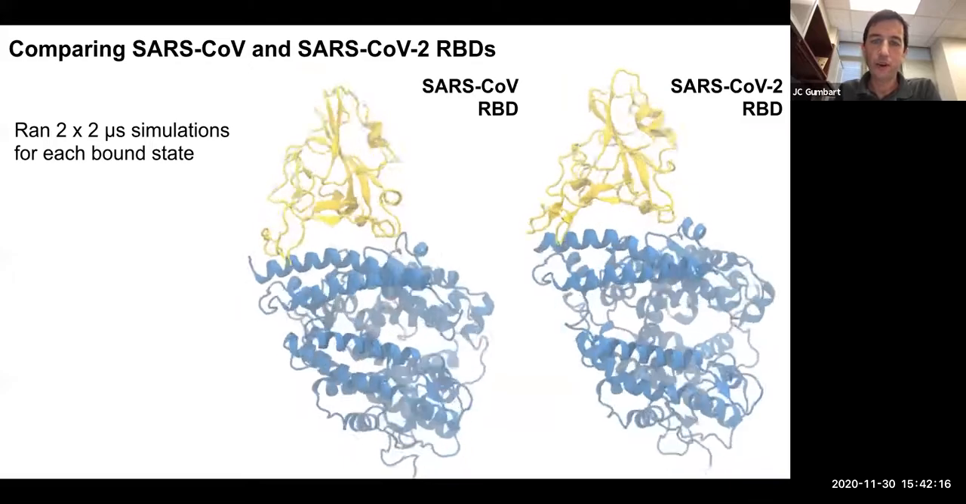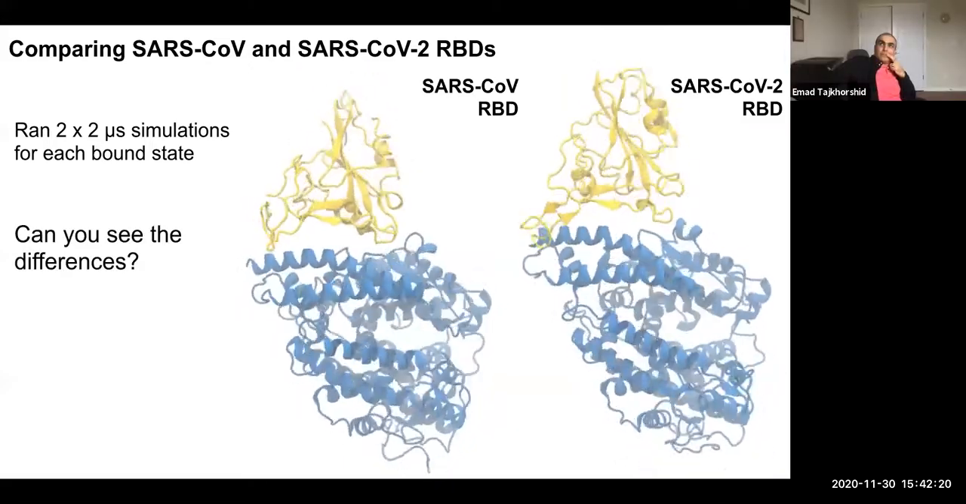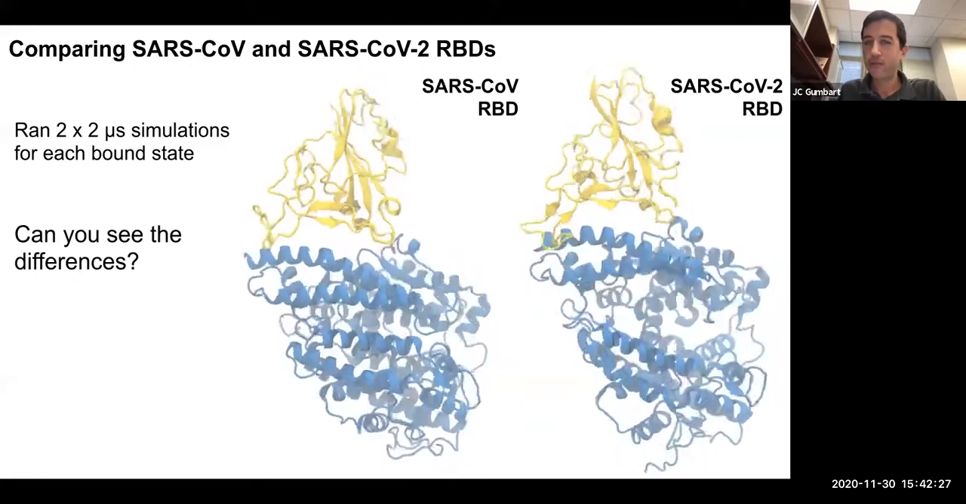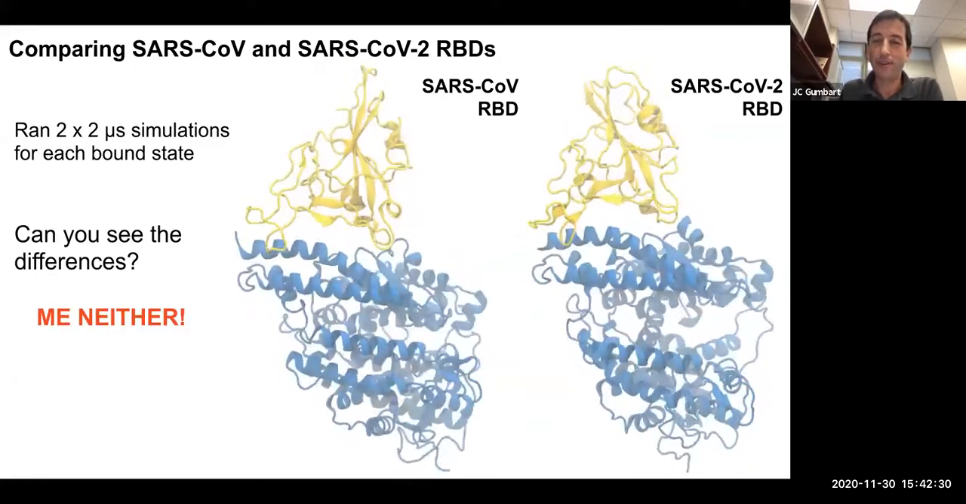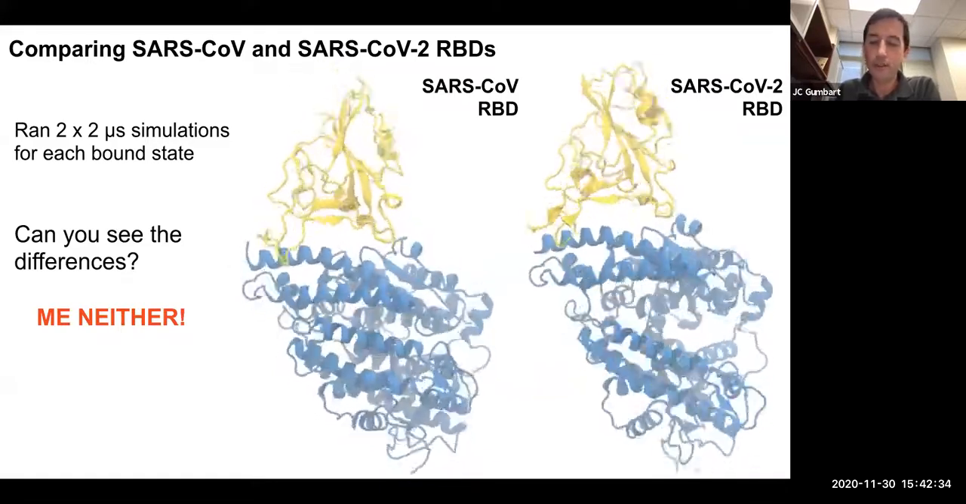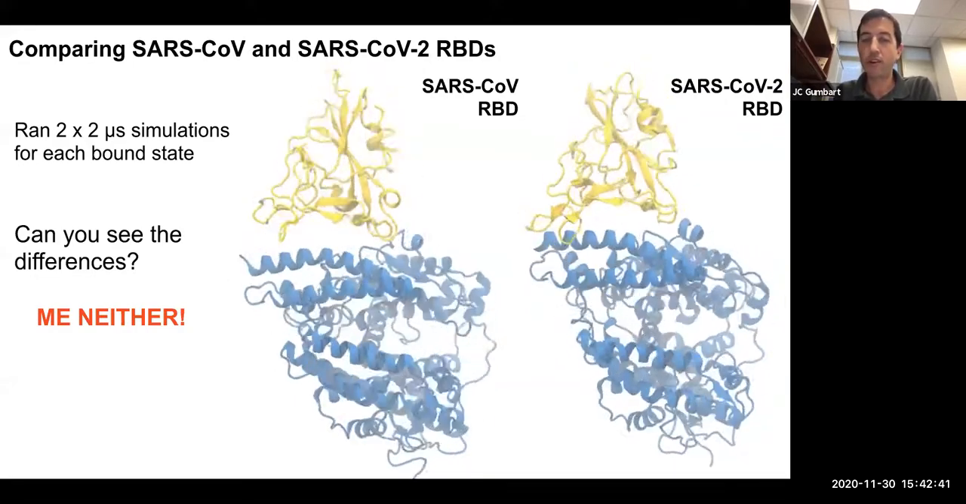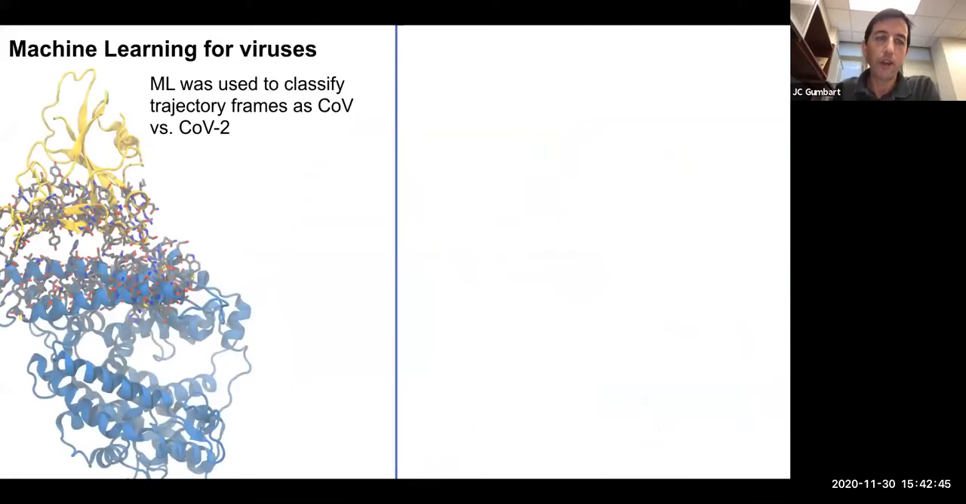Watching these simulations, can you see the differences? Can you figure out what distinguishes SARS-CoV-1 and CoV-2? I can't, so I would be surprised if you could as well. So we decided to ask: we have these very smart computers, can we ask them to tell us where to look? We used a couple of different machine learning approaches, and specifically we asked these algorithms to classify different frames of the trajectories, these 2 × 2 microsecond trajectories, as coming from either a SARS-CoV-1 RBD simulation or a SARS-CoV-2 simulation.